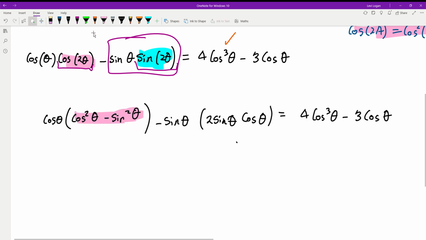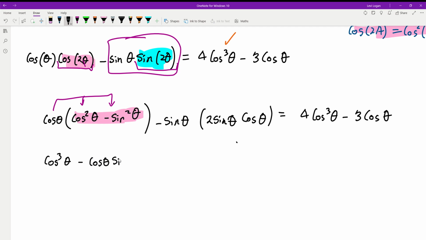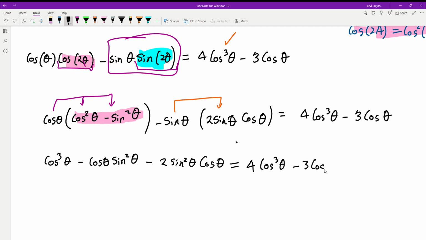Right, so first of all, we'll expand this guy out here, so that will affect those corresponding terms. So this will be cos cubed theta minus cos theta sine squared theta. And now let's distribute the negative sine theta to this expression here. So what we're going to have is minus 2 sine squared theta times by cos theta, okay? And this is going to be equal to 4 cos cubed theta minus 3 cos theta, okay?